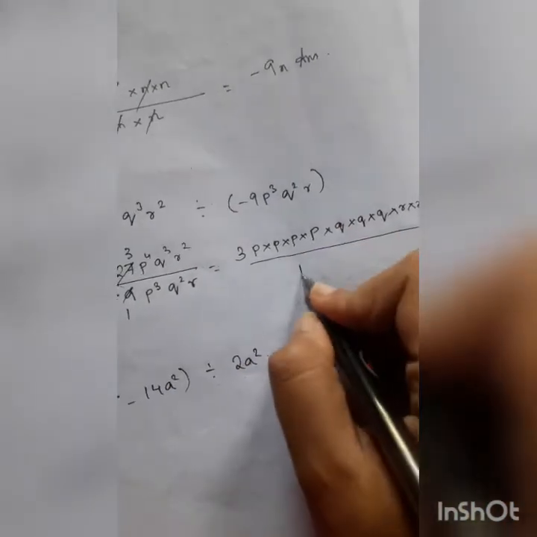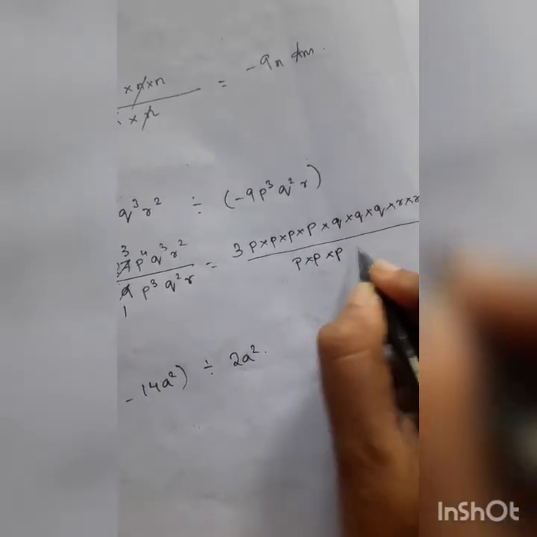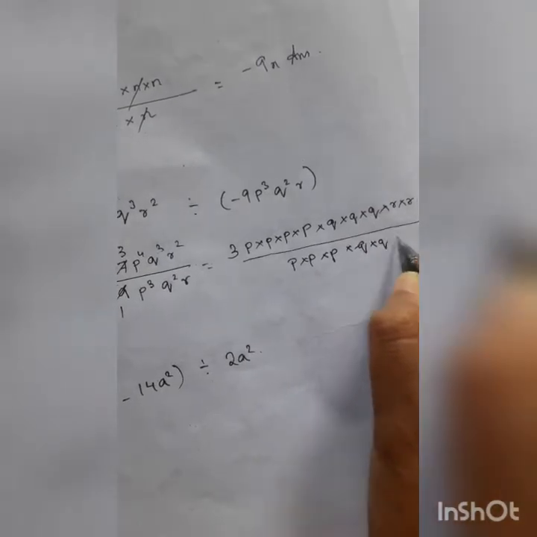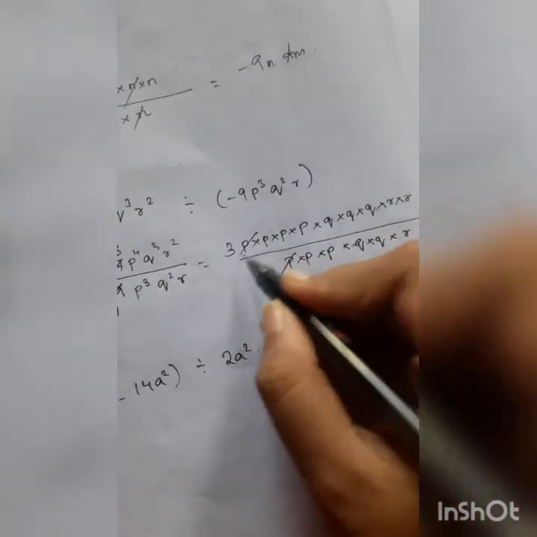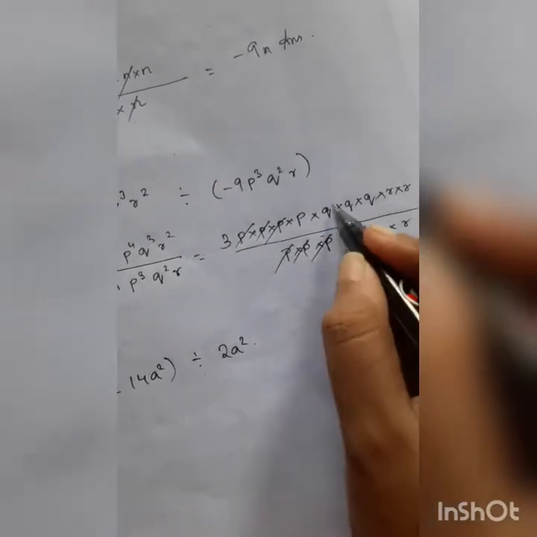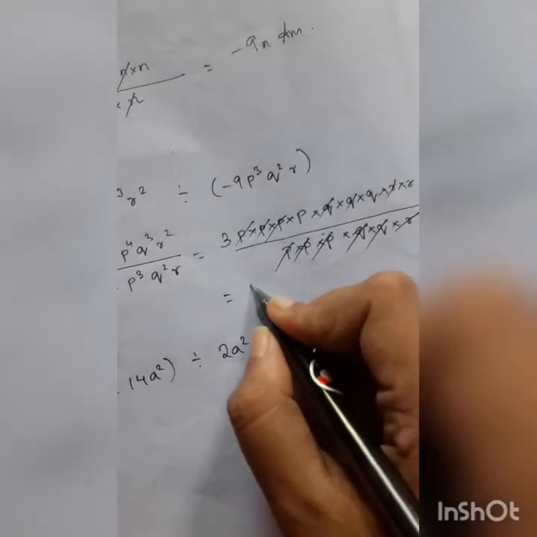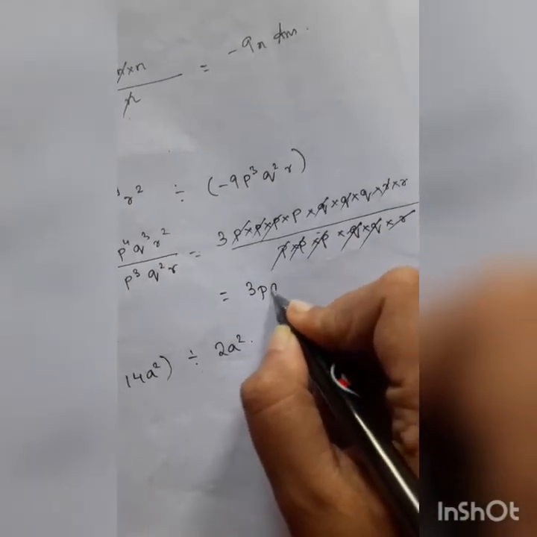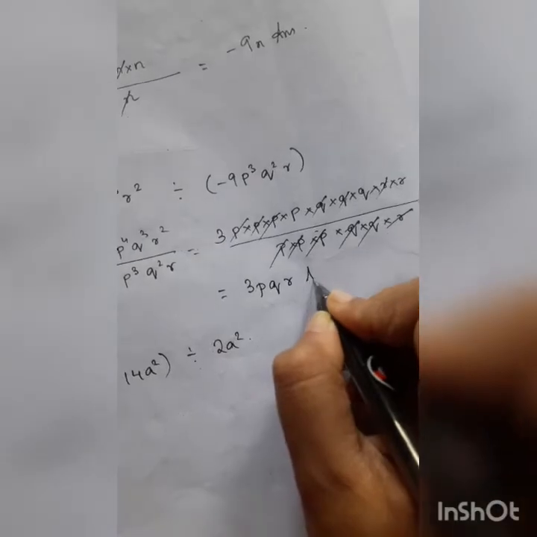Whole divided by p to the power 3 means p into p into p, q square means q into q. So p and p will cancel like this, p and p will cancel, and again p and p will cancel. q cancels like this, 1 r and r cancels. So you are left with 3p, 1 q and 1 r. So this is your answer.